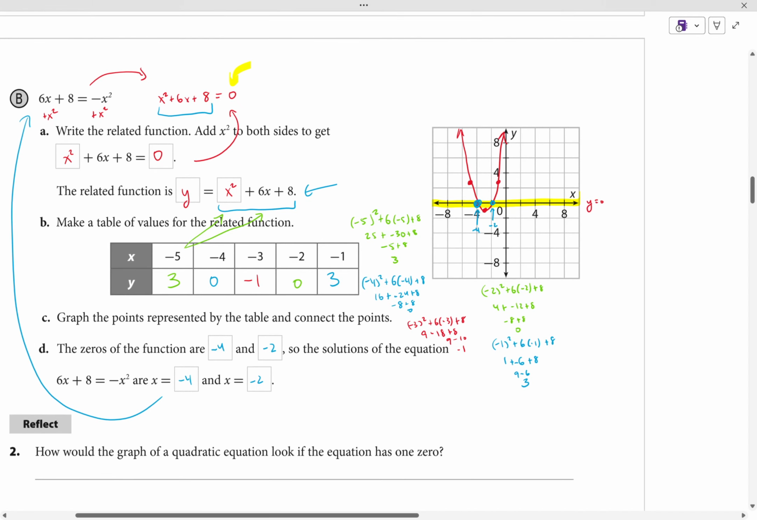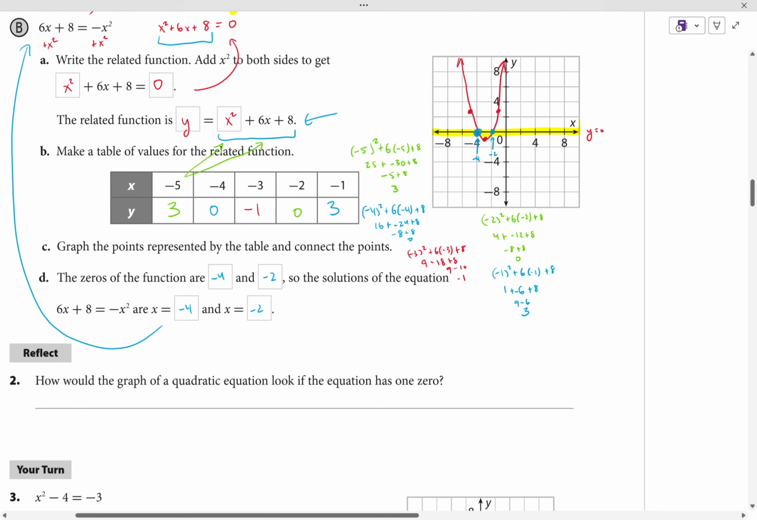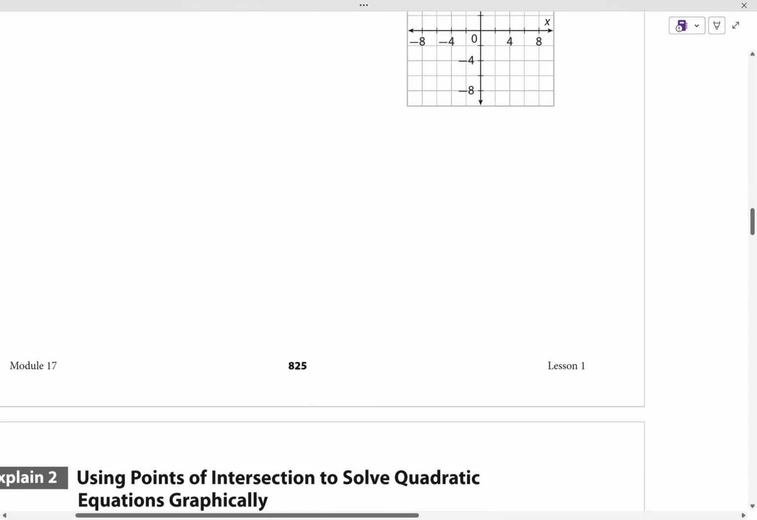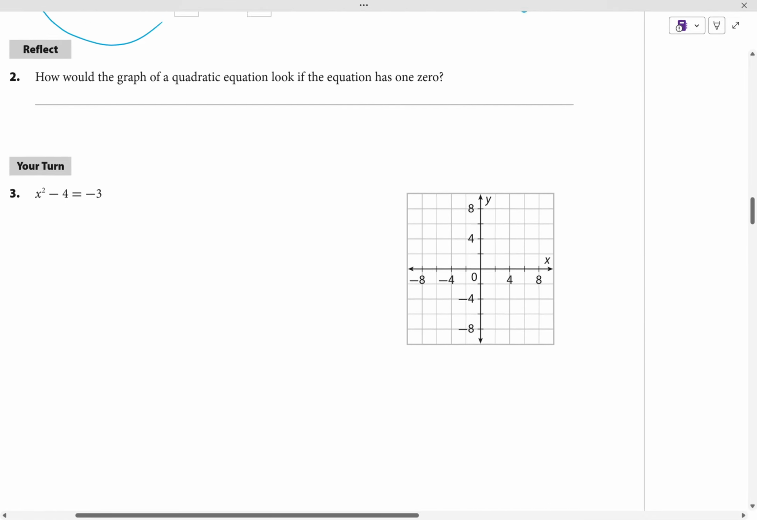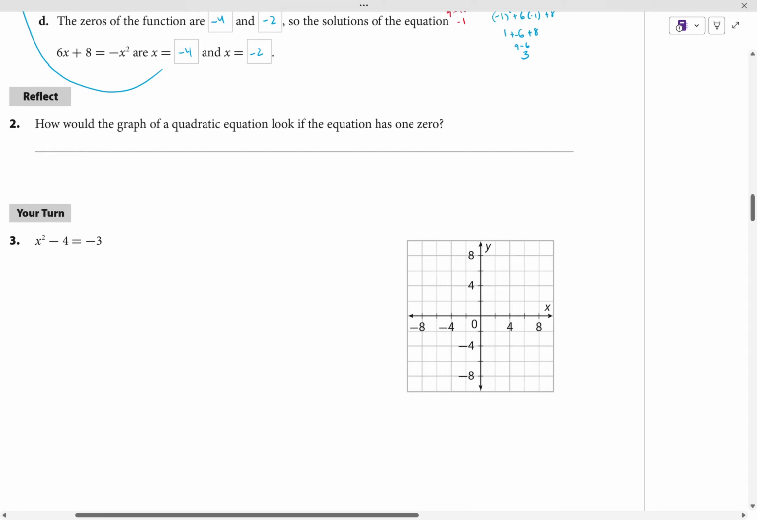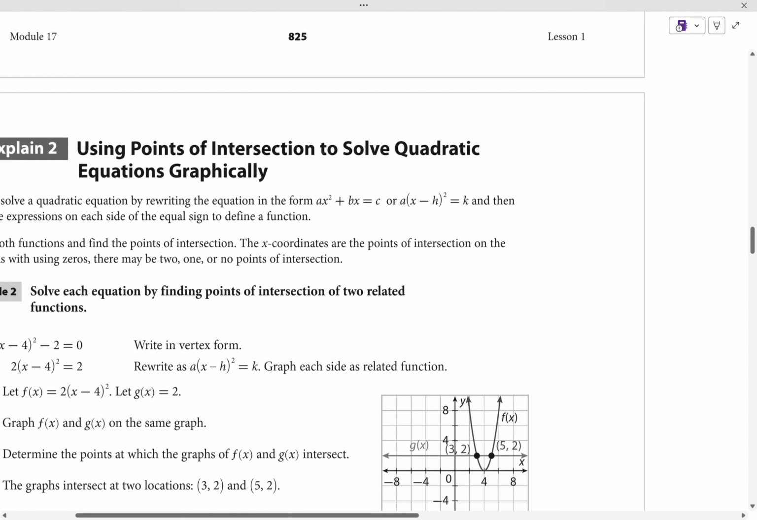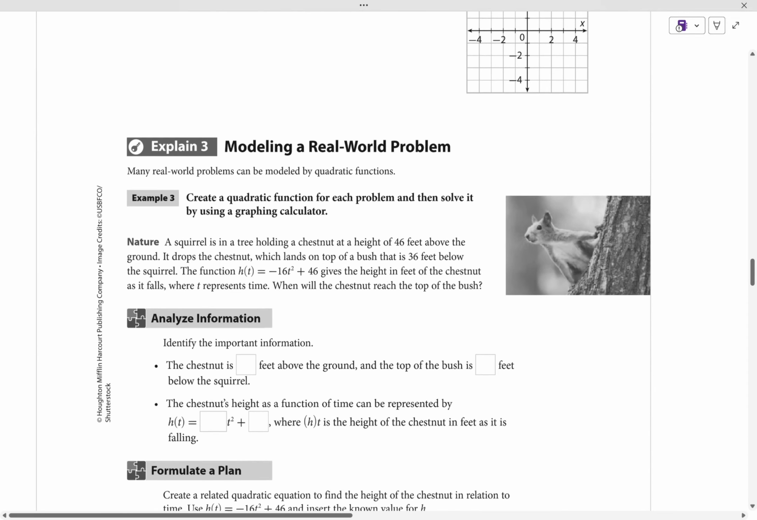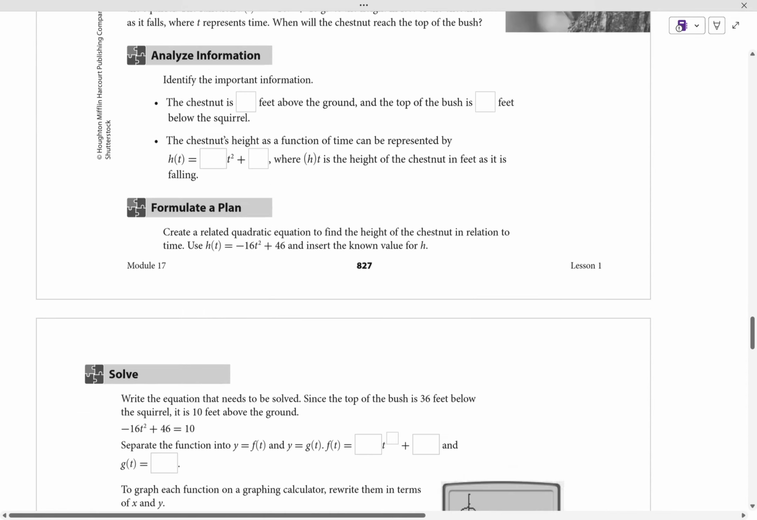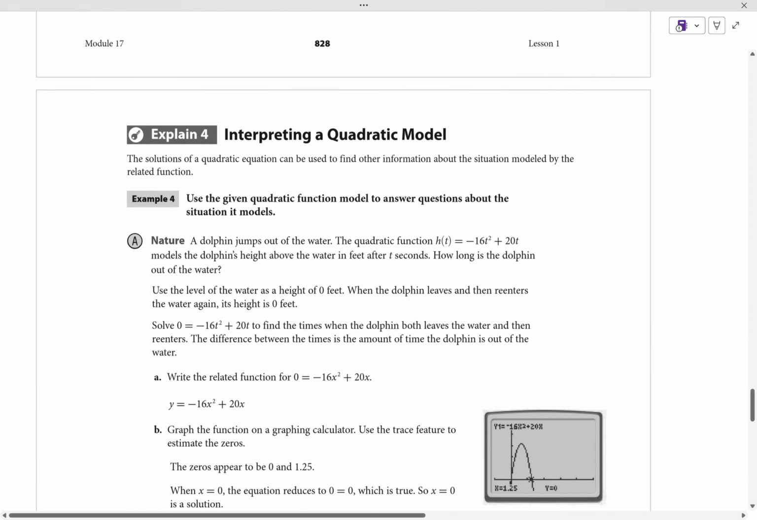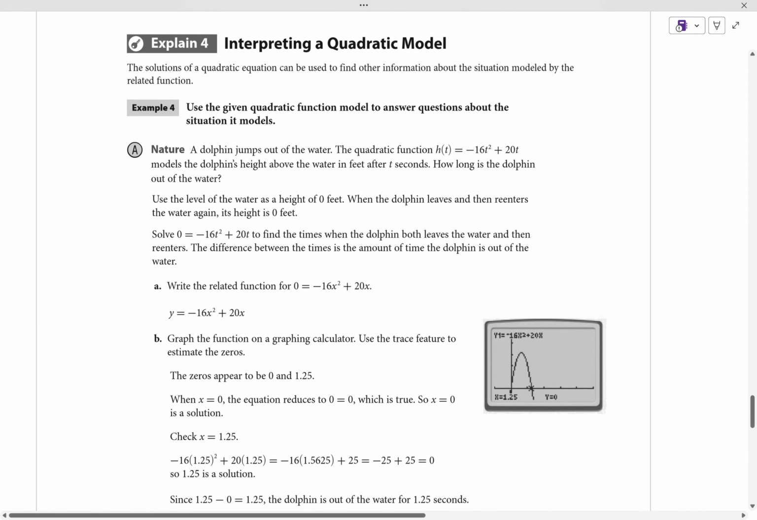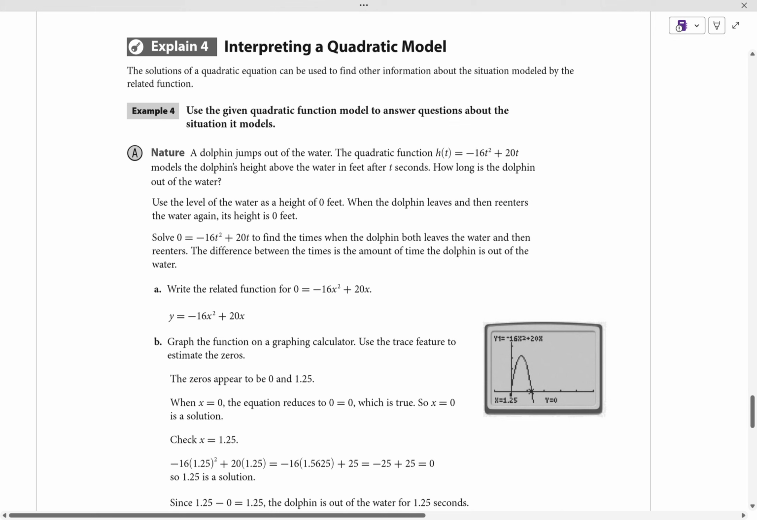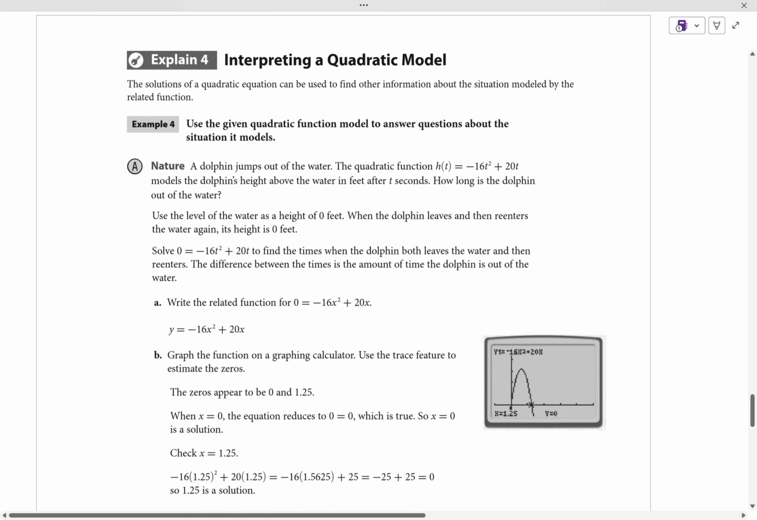Feel free to pause and go back to review how we did any of those. These problems, number 3, or just number 3 itself, that's a good problem. Okay, set it equal to 0, graph your function, find your zeros. We're going to skip this explain portion, and we're going to skip that one real quick. Okay, I think I kind of like this one.